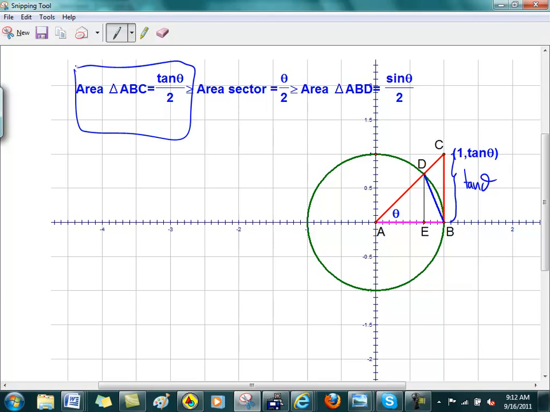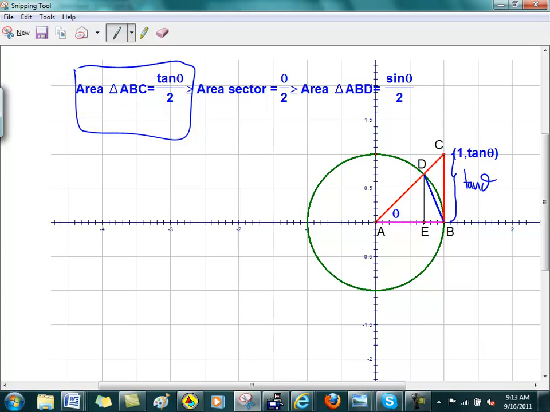Because what's the base of that triangle equal to? 1. Height is tangent theta. So the area is 1/2 base times height, which is 1/2 tangent theta. So everybody with me on this? Okay. Yes? All right. You show that real quick. I'm having a hard time. Okay. Visualizing it? Okay. So let me get a pen, different colored pen.